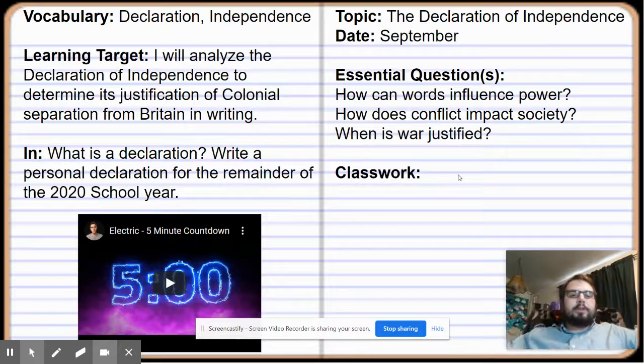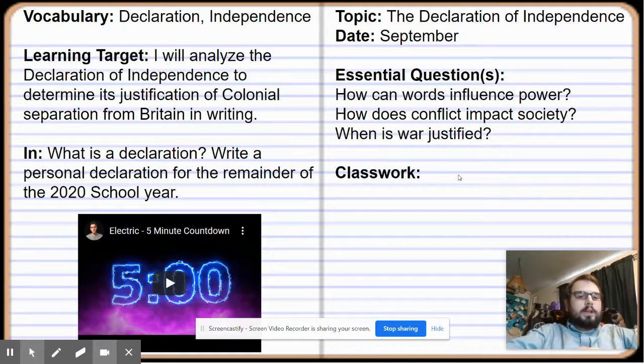So your vocabulary for today are Declaration and Independence. Your learning target. We're going to analyze the Declaration of Independence, determine its justification of colonial separation from Britain in writing. Okay, basically, how does the Declaration justify the colonies separating from Britain?